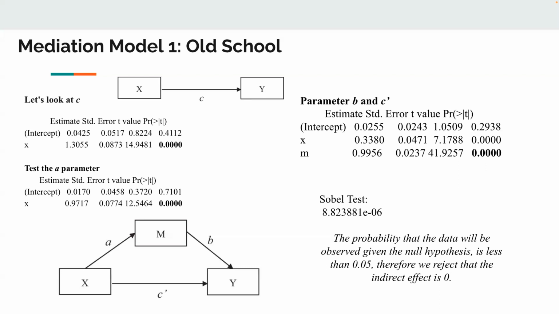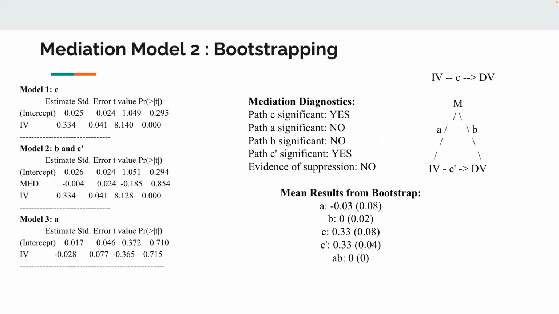So if the p-value is less than 0.05, which in this case it is, we can reject the null hypothesis that the indirect effect is equal to 0, and we can conclude that there is some evidence of mediation. Since our value is much smaller than 0.05, we can reject the null, and the indirect effect is not equal to 0, and we have some evidence of mediation. So that's this model here. And then for the second mediation model, we're going to look at a different method.